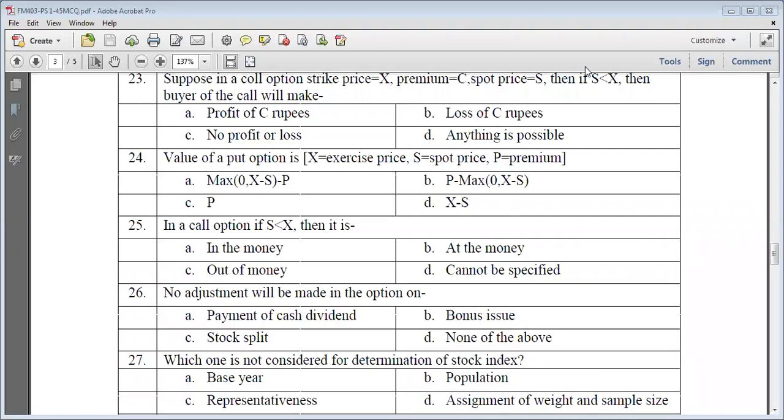Call means the right to buy. When you are buying the right, you will buy the underlying asset at exercise price X, or exercise price is also known as strike price X. So, since you are buying at strike price X, you can make profit only if S is greater than X.